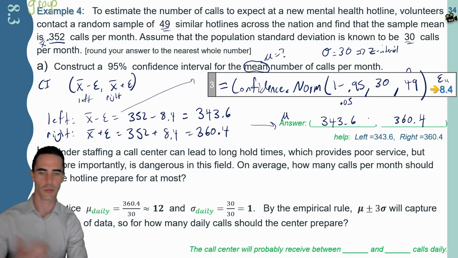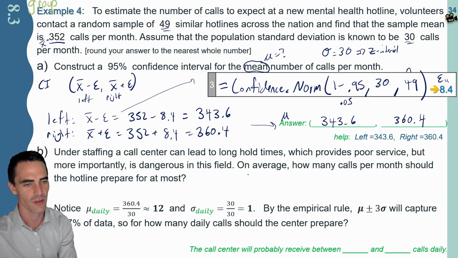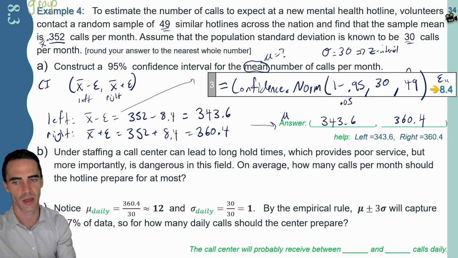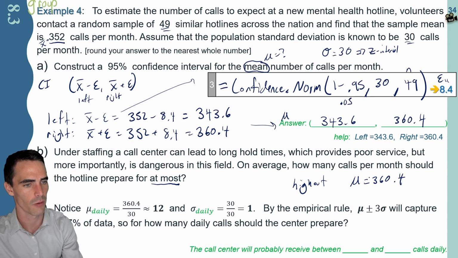And so what can we do with that interval? Part B. Understaffing a call center can lead to long hold times, which provides poor service, of course. But more importantly, is dangerous in this field, the field of mental health hotline. So on average, how many calls per month should the hotline prepare for at most? Like, what's the worst case scenario? Well, the highest average I could imagine it being is mu is equal to 360.4 calls per month. I'll write it like this.